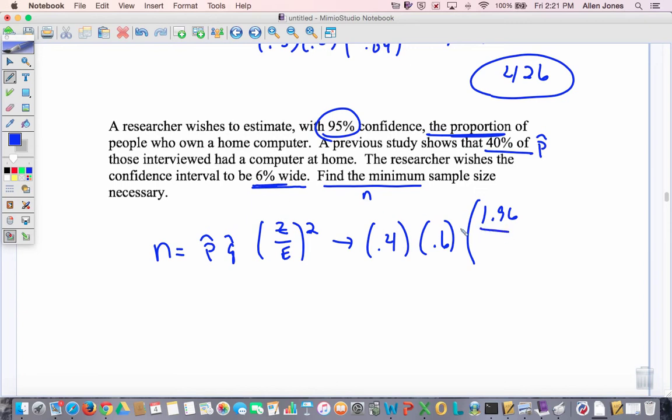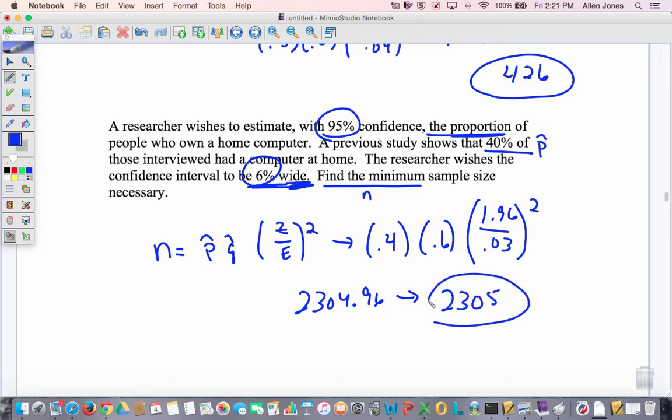Now we want the interval to be 6% wide, which means I can go above and below my mean by 3%. Half of the 6%, our interval is 6% wide, so I can go up 3% or I can go down 3%. In this case, our maximum error of estimate is 3%, not the 6% that you see listed here. So I hope that makes sense. That gets me 2304.96 when I plug that into the calculator, or again, we always round up, 2305 as our minimum sample size.